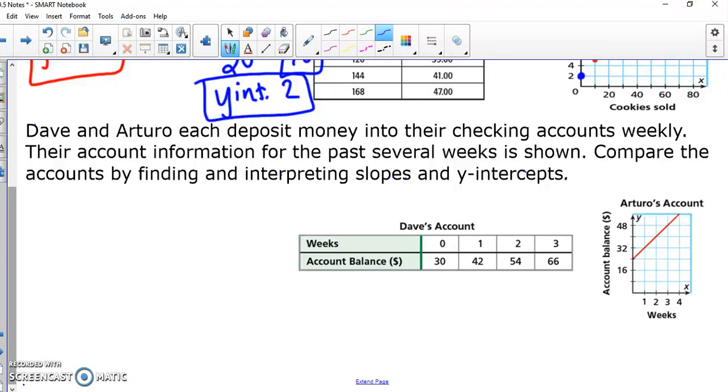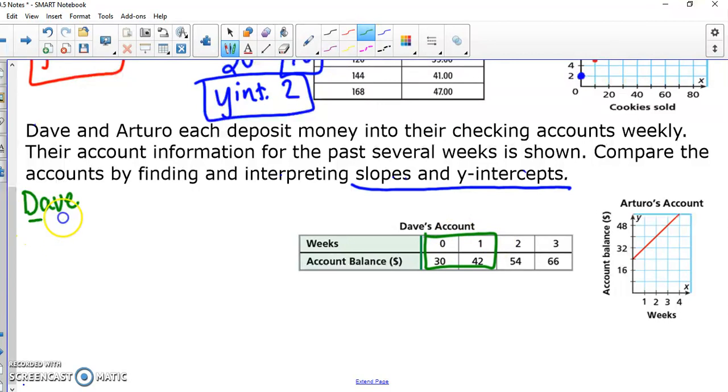Here we've got 2 guys that are depositing money into their checking accounts, and their account info is shown. Again, we're going to compare them by finding and interpreting the slopes and y-intercepts. I'm going to start with Dave first. Let's find his slope. I'll just pick the first 2 points. I'm going to start by finding the difference of the y's: 42 minus 30, and then 1 minus 0. So I'll have 12 over 1, which is the same as 12. His slope is 12.